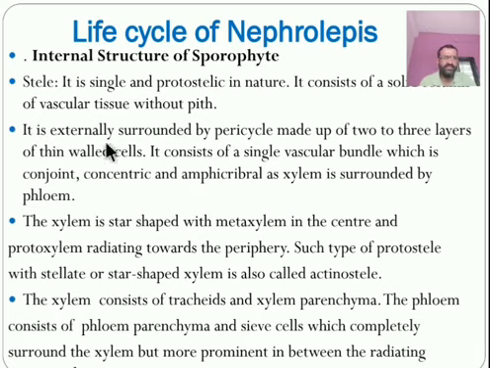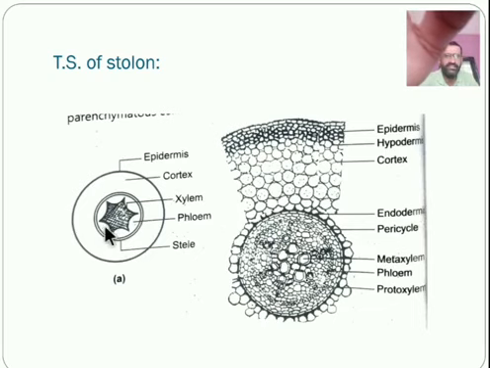It is externally surrounded by the pericycle, made up of 2 or 3 layers of thin walled cells, and it consists of a single vascular bundle which is conjoined, concentric and amphicribal, as the xylem is surrounded by the phloem. As we see in the last diagram, xylem is surrounded by the phloem, and the xylem is star shaped. Let us see again. Here the xylem is a star shaped structure.